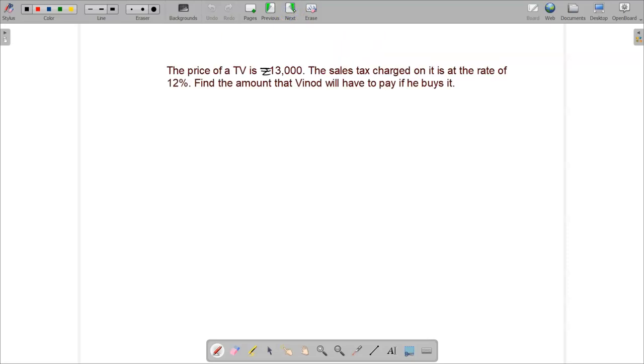The question is, the price of a TV is rupees 13,000. The sales tax charged on it is at the rate of 12%. Find the amount that Vinod will have to pay if he buys it.